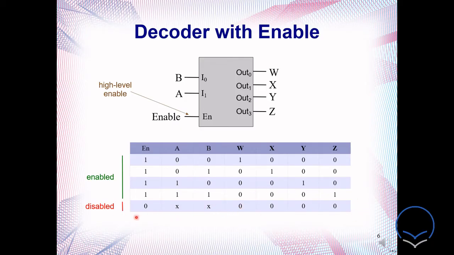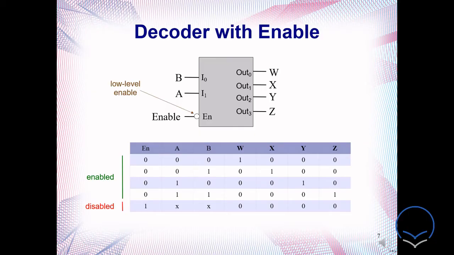So if disabled, meaning EN is 0, it will not work. If EN is 1, it will work. It will work for the 4 combinations 0 0, 0 1, 1 0, 1 1. So for all of these cases EN is 1. If EN is 1, then it will be activated, right? Other things are pretty similar: 0 0 will select output 0 on W, 0 1 X, 1 0 Y, 1 1 on Z, something like that, right?